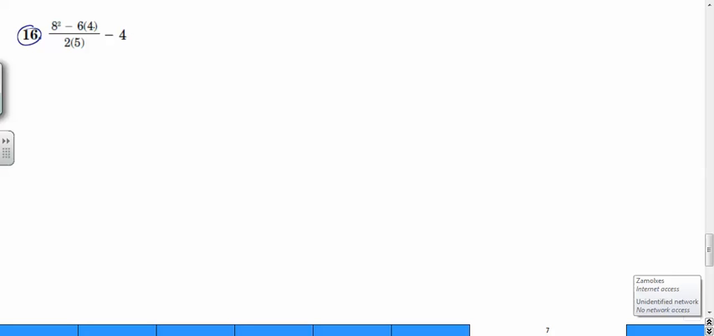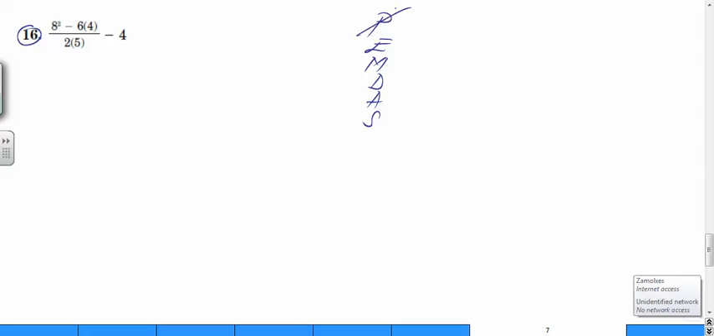A squared minus 6 times 4 over 2 times 5 minus 4. And that's parentheses. Well, I don't have parentheses. Although you can see that some numbers are in parentheses. They're in parentheses just to let you know that that's 6 times 4 and 2 times 5.